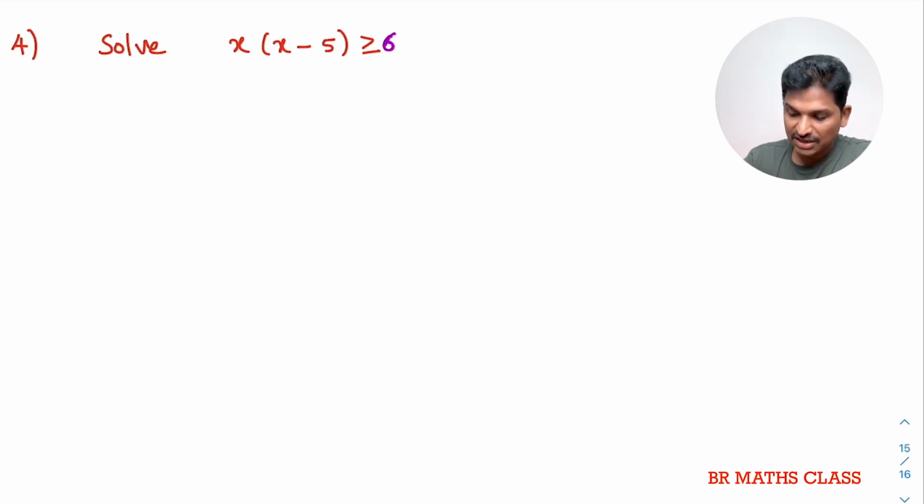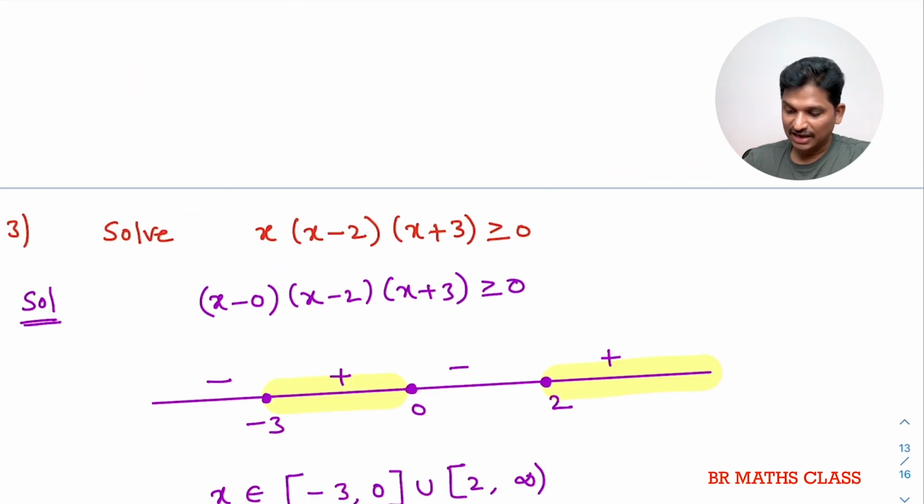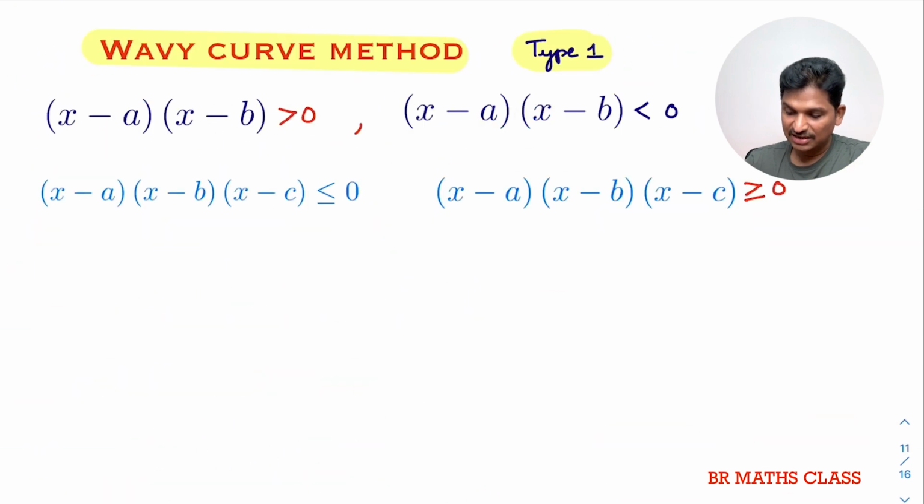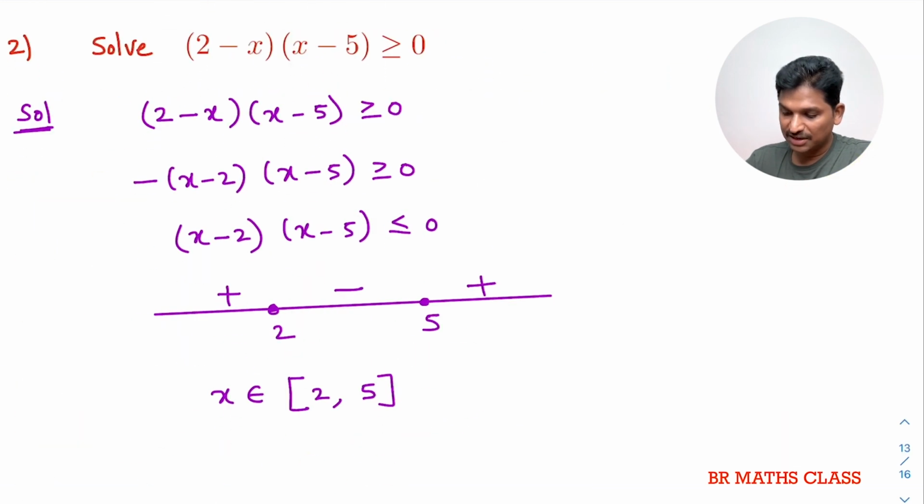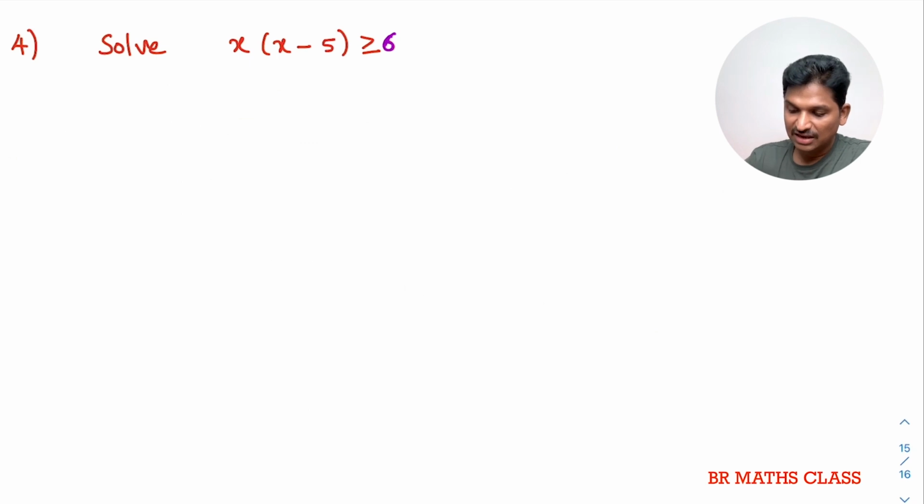You see this question, x into x minus 5 greater than or equal to 6. We need to solve this inequality. Here one problem is there. Whatever I wrote here, greater than 0, less than or equal to 0, the right hand side part is 0, you observe, right? But in this question, you see here, greater than or equal to 6 is there, right? Then how to solve this?